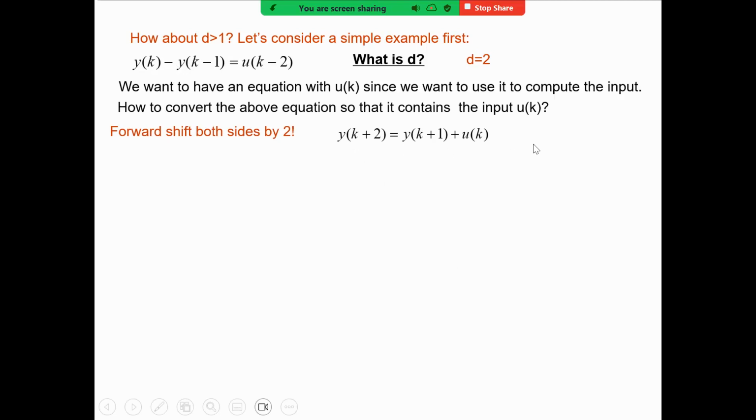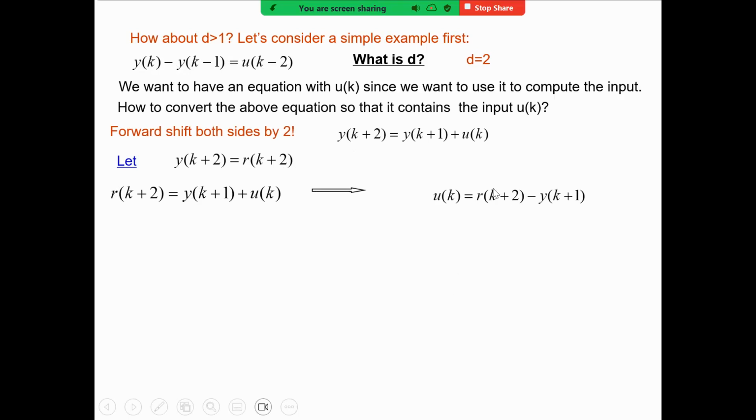Look at this one, right? Okay, now let's just apply our idea. We say, okay, look, I let this one, yk plus 2 equals rk plus 2. Okay, and then from this equation, I try to solve for the input. I compute my input in this way. Of course, if this can be done, your output will match the desired output.